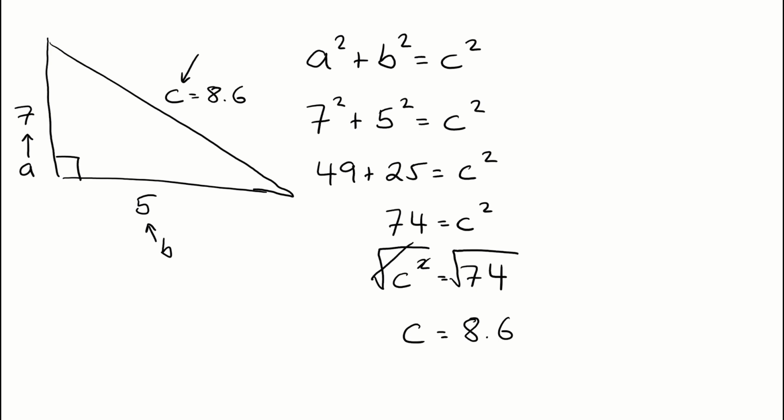So what we've been doing so far is looking at solving for our longest side, our hypotenuse. What we're going to do now is look at a couple of examples where we have to solve for one of our shorter sides. So it might be A or B here.